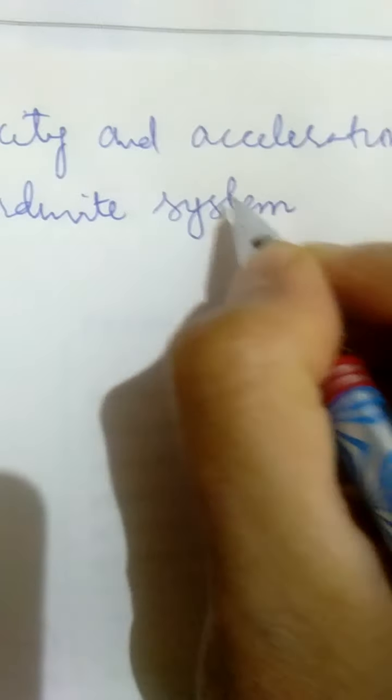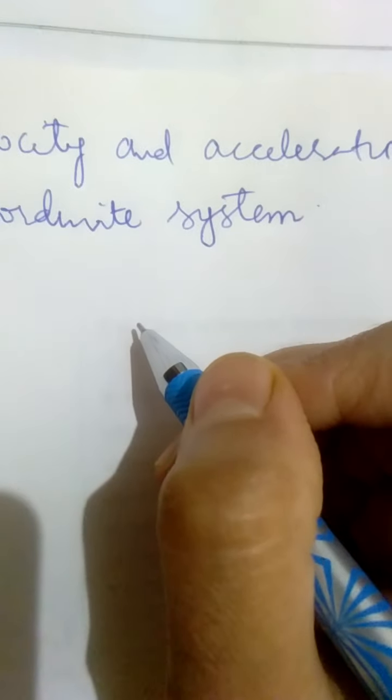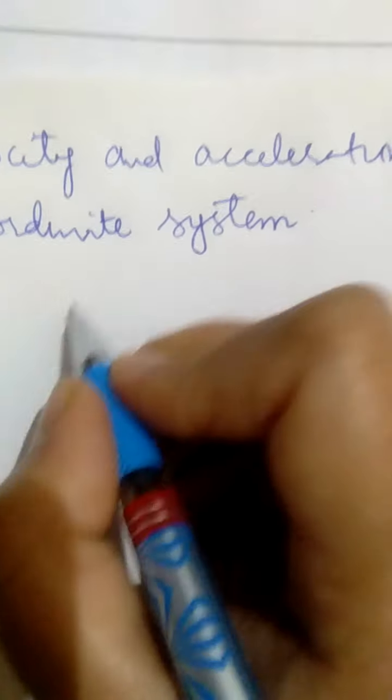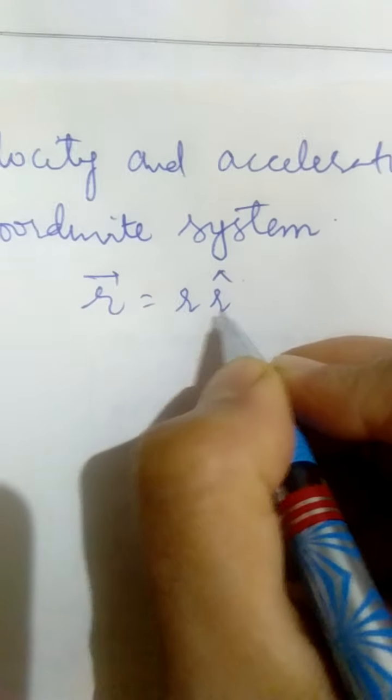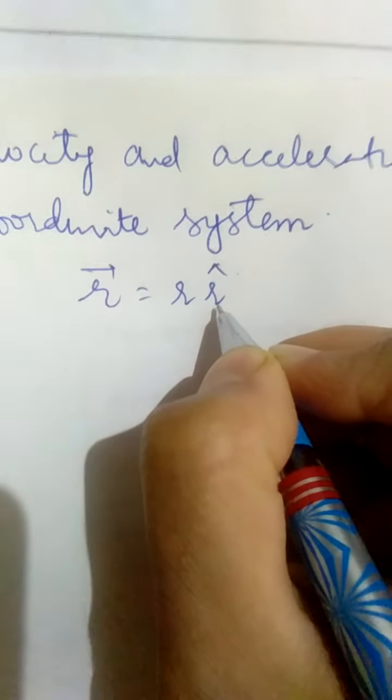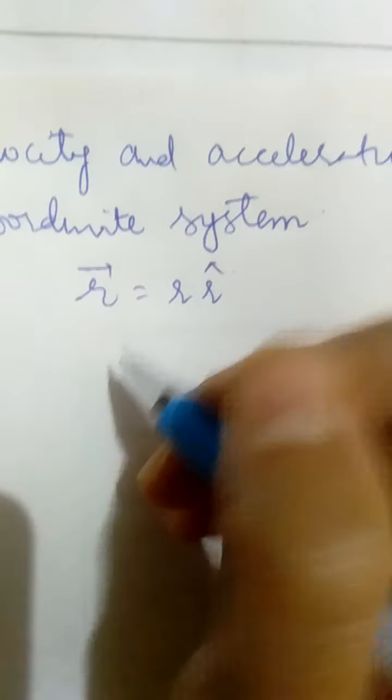Dear students, today we will be talking about velocity and acceleration in plane polar coordinate system. So our aim is to find the expressions for velocity and acceleration of a particle in a plane polar coordinate system, right? We know that position vector r is given by r r cap, where r is the magnitude and r cap is the direction of this vector r, right?